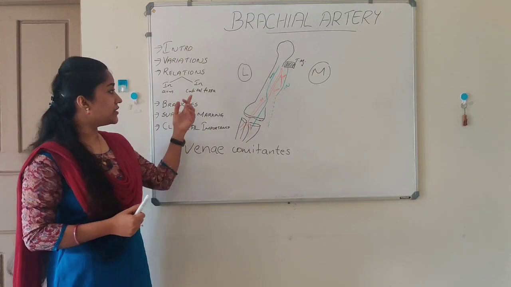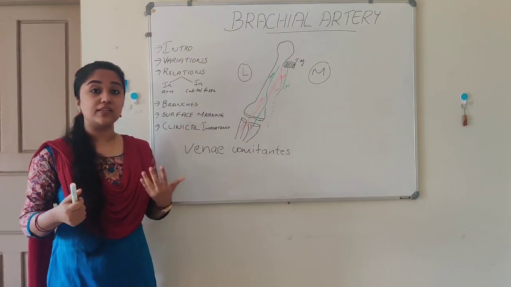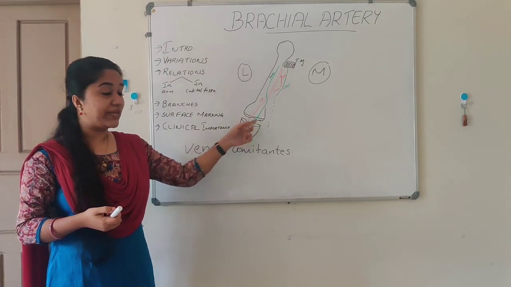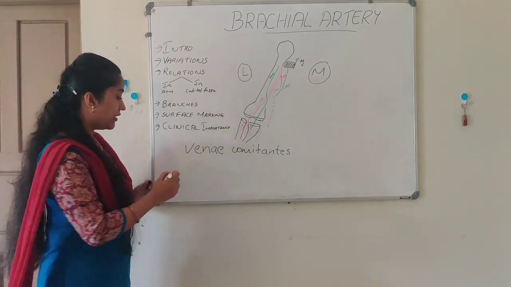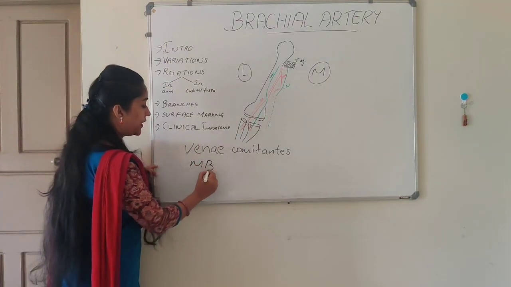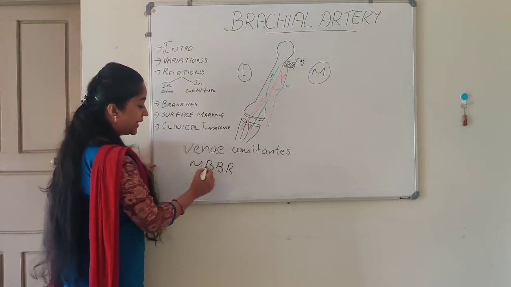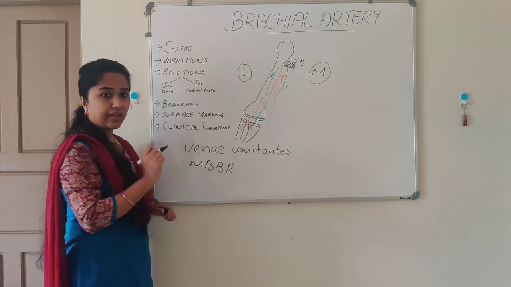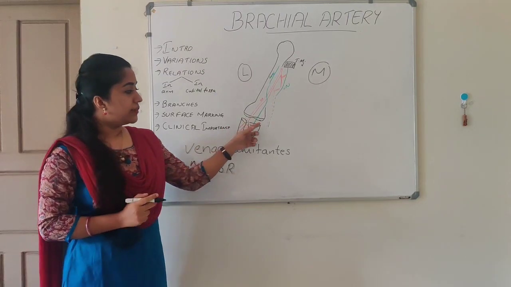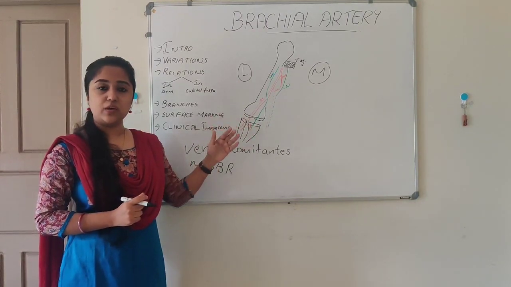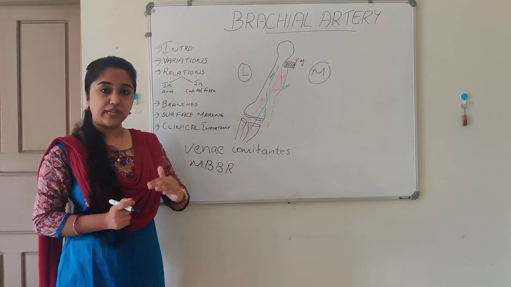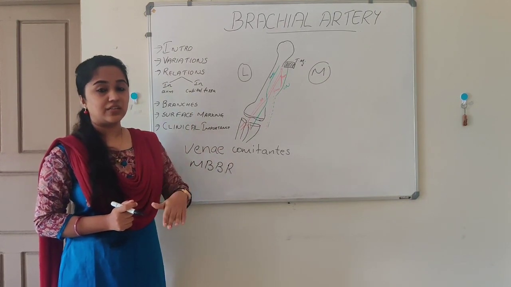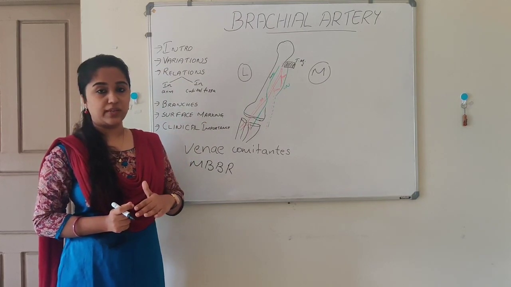Now we'll see what the relations are in the cubital fossa. We have already discussed the cubital fossa in a previous class. The relations in the cubital fossa from medial to lateral are remembered by the mnemonic MBBR, that is median nerve, brachial artery, tendon of biceps brachii and radial nerve. So you can see the medialmost relation is the median nerve. In the cubital fossa, the brachial artery is medially related to the median nerve, whereas laterally it is related to the tendon of biceps brachii.